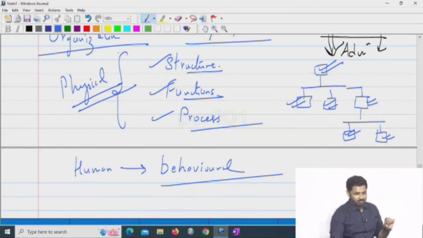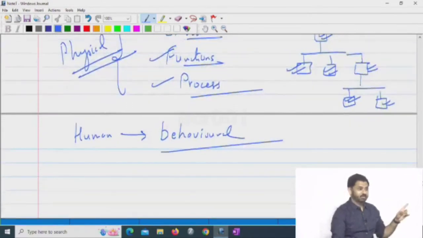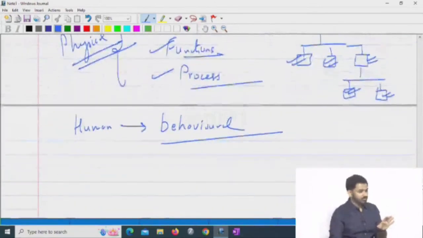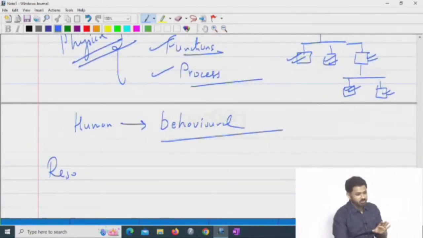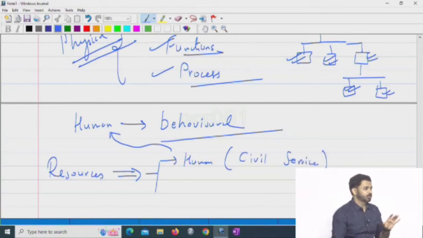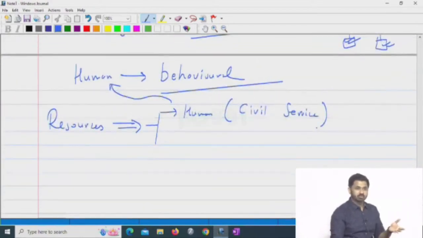Now let's see one more thing, and then I will explain everything with the example of Parliament. Okay, briefly, in 2 minutes. Then, in order to run the organization, we require some means. What are the means? The organization itself is a means, but the organization will also require resources, right? Resources can be human resource, which we have already mentioned here. What you will study in civil service is all about this human resource.